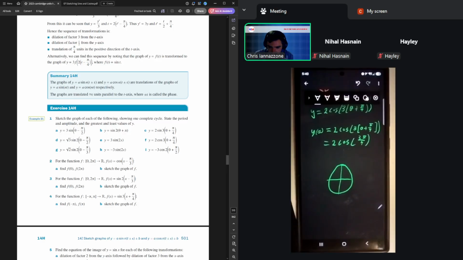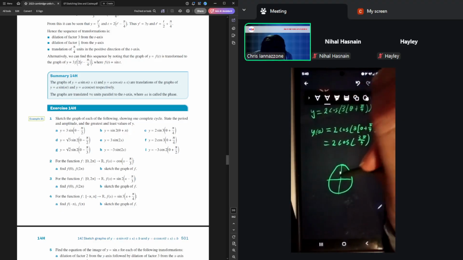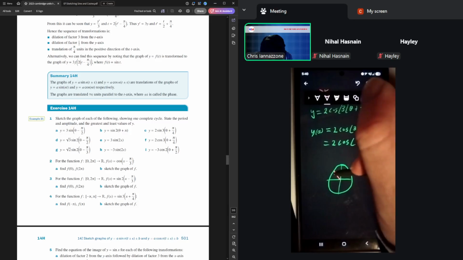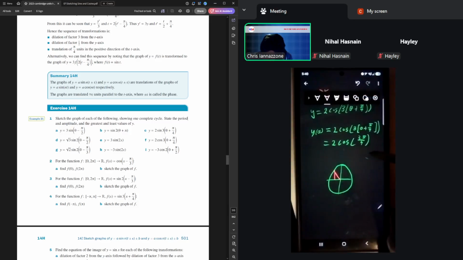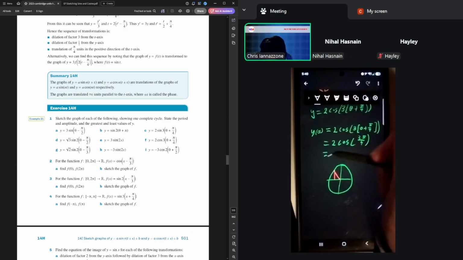It'd be negative in this case actually, because on the left hand side, 3 pi on 4 gets you to here, which is on the left hand side of your x-axis. But the coordinate itself is the root 2 on 2, it's just going to be negative instead. So that's going to be 2 times negative root 2 on 2.